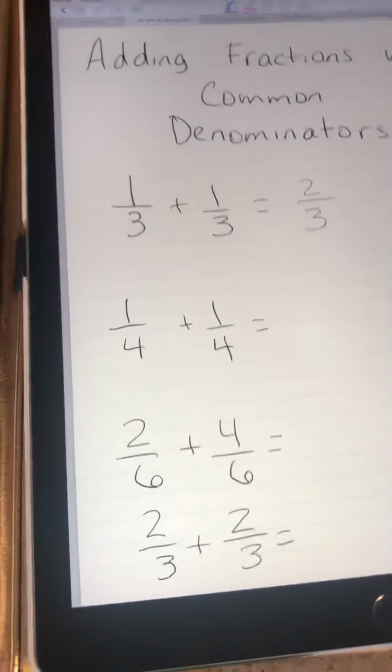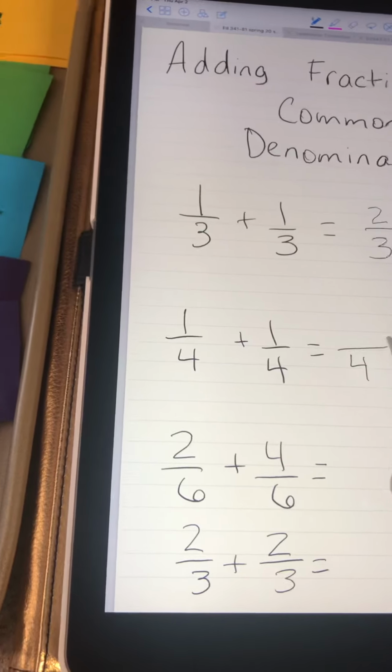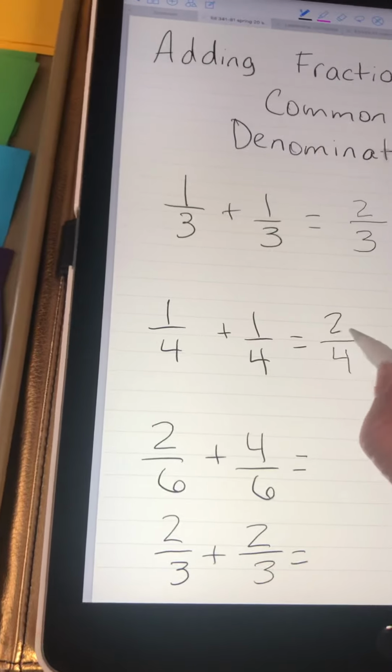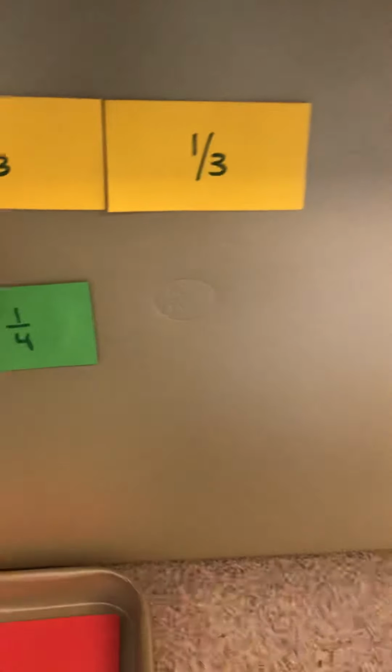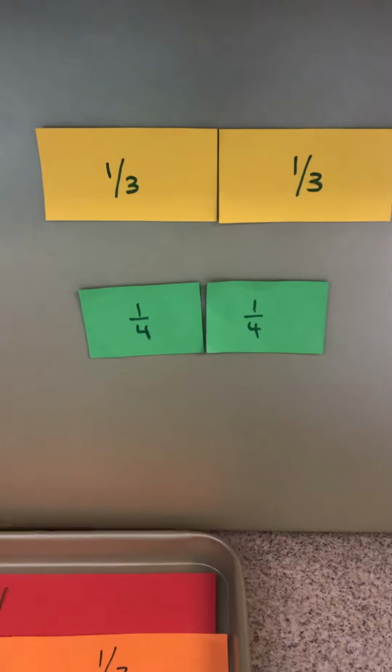Again, my next example, 1/4 plus 1/4. Keep the same denominator, add the numerators. 1 plus 1 is 2. So for this example, here's 1/4 plus 1/4. So my solution, my sum is 2/4.